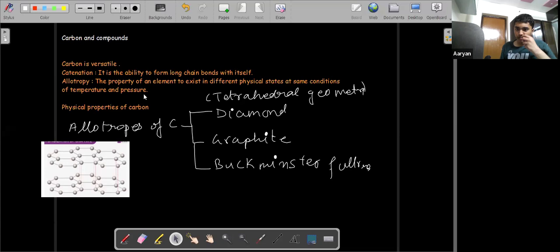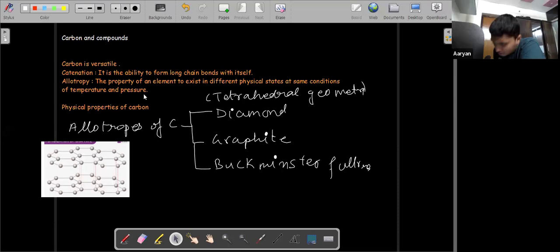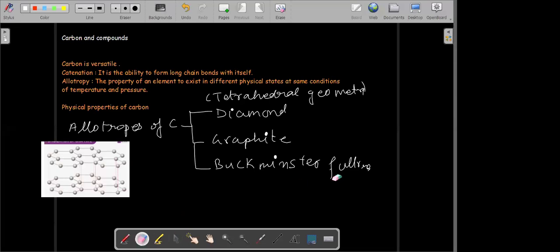Complete it, sir. Okay. Sir, that is Buckminster fullerene. Yeah, it's Buckminster fullerene. If I need to spell it: F-U-L-L-E-R-E-N-E-S, fullerenes. Like this.